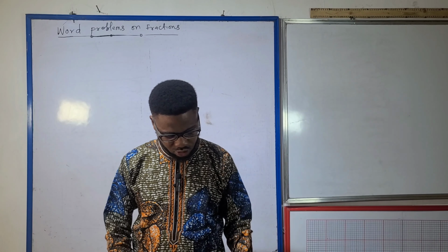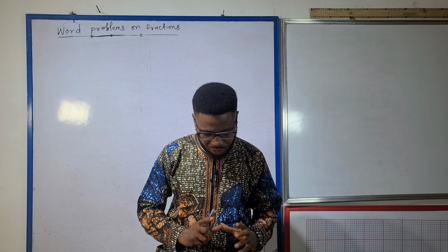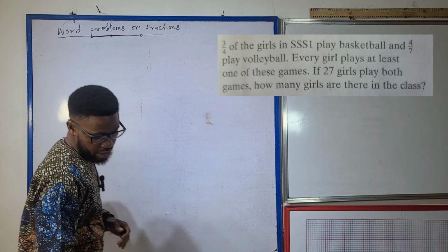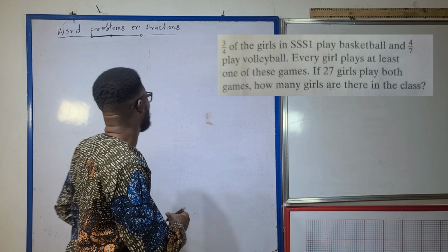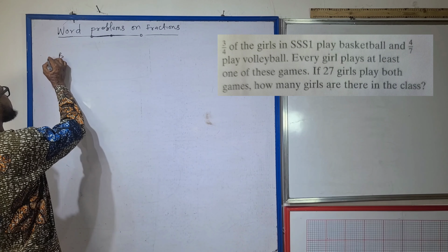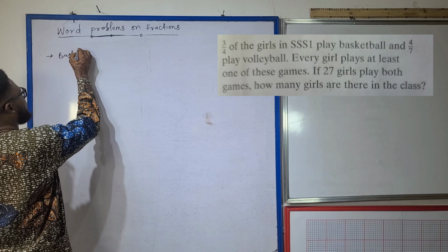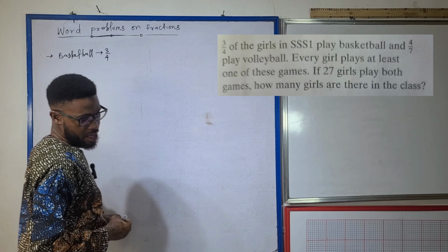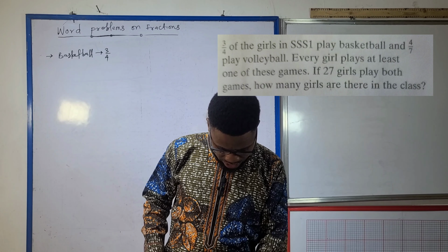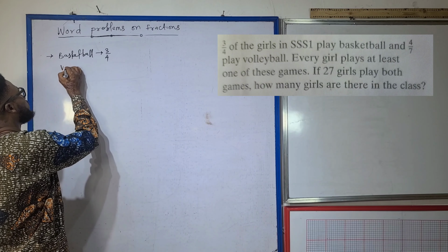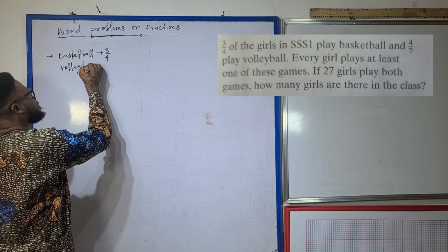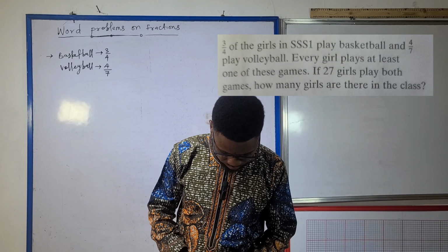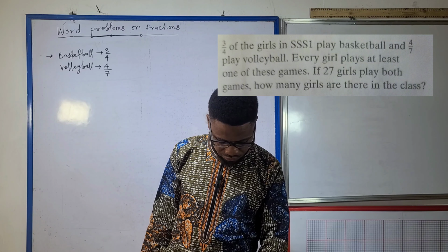And then, we have another question. As you can see on your screen, it states 3 over 4 of the girls in SS1 play basketball, and 4 over 7 play volleyball. So it means here that I have basketball, 3 over 4, and 4 over 7 played volleyball. Every girl plays at least one of these games.